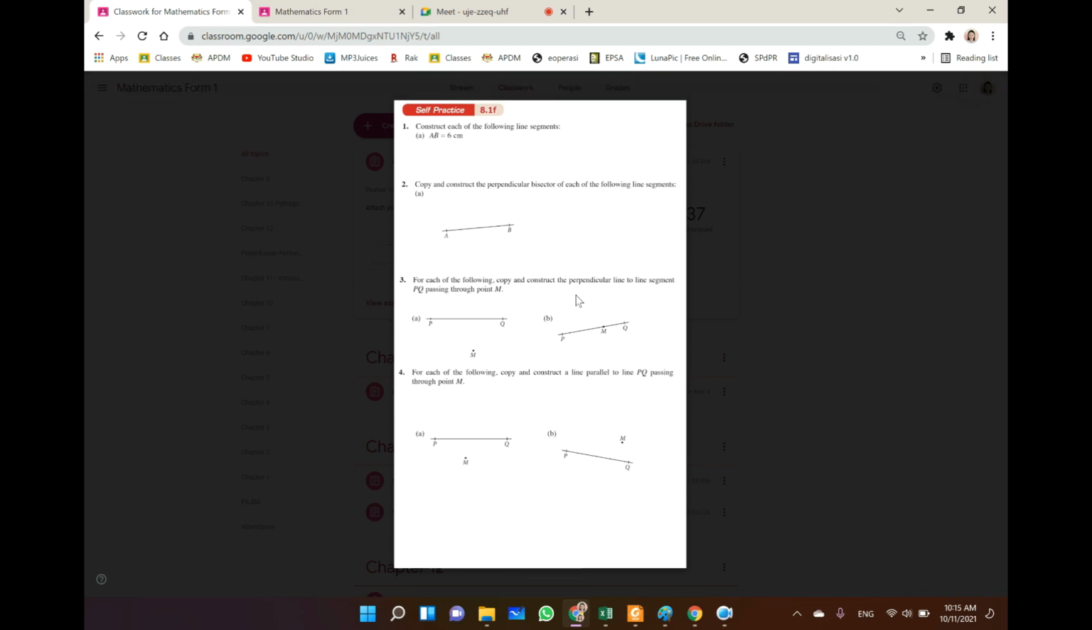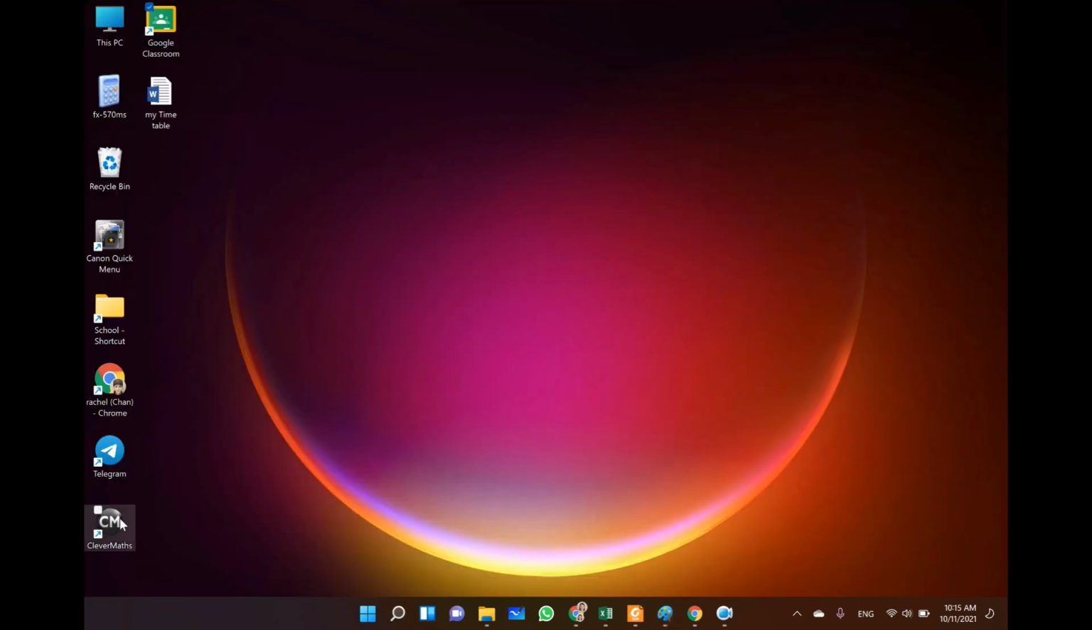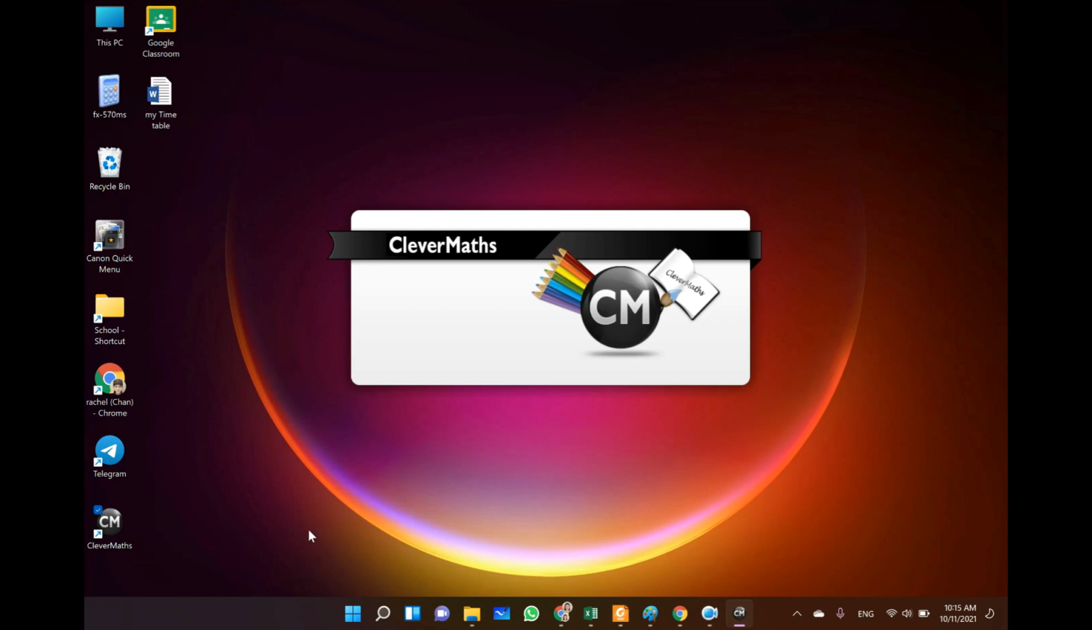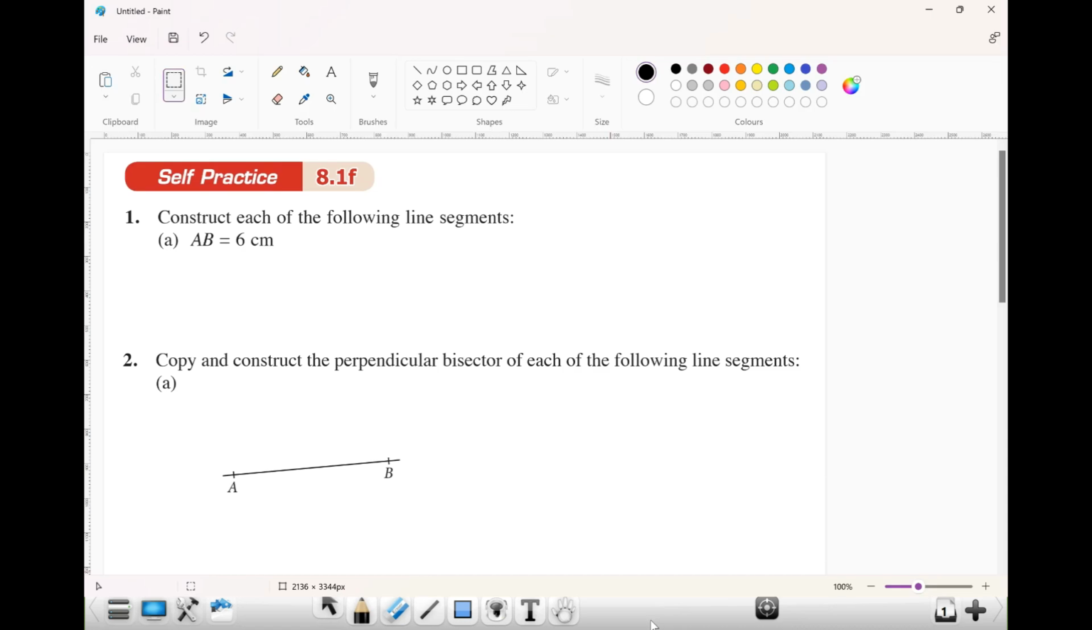Okay, so let us try to do it now for the first question here. Construct each of the following line segments. So AB equal to 6 centimeters. I'm going to use my Clever Maths to do that now so that you can see clearly. Give me some time to copy the question over here. So this is the question that we have. You don't have to copy the whole question. You just need to write down self-practice 0.1F, and then question number 1, you can write down AB equal to 6. If you want to copy everything, yes, I allow you to do that also.